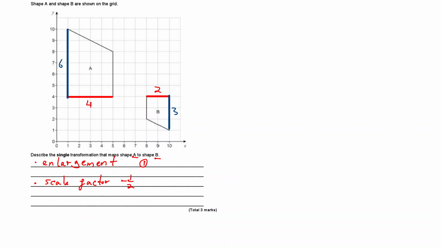We're missing the centre of enlargement. So that's 2 marks in the bag there. I've got to go and get the centre of enlargement. Now to get this, the centre kind of makes it sound like it's going to be the point 0, 0. That's not what it means.